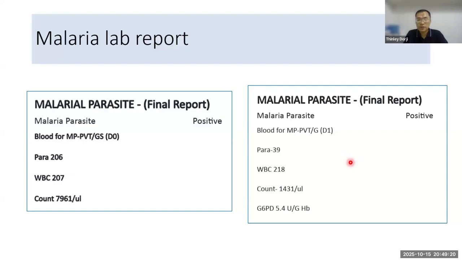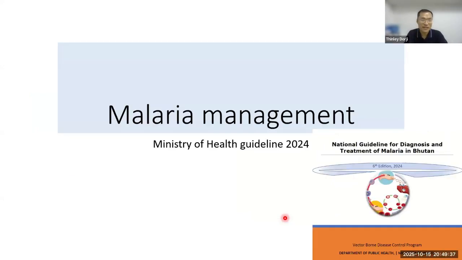On the next day after treatment, the parasite count has decreased and the smear is still positive, but the count has decreased. And here you will see one important test that has been done. The G6PD level is 5.4 units per gram of hemoglobin. We'll discuss this in the subsequent slides.